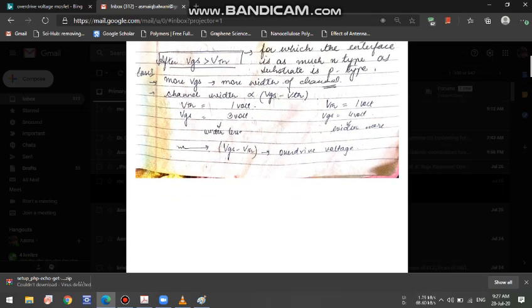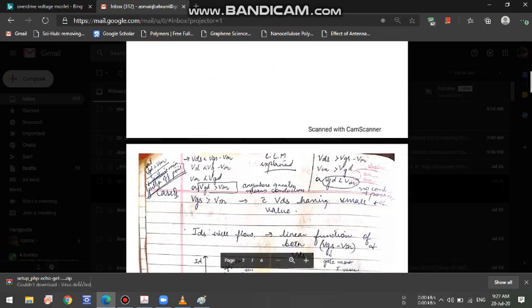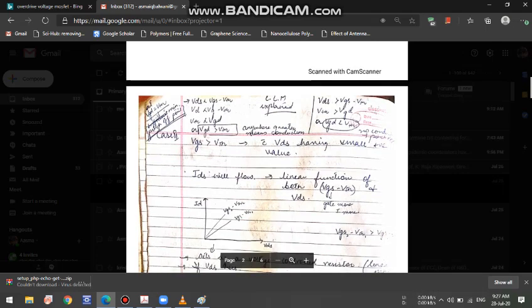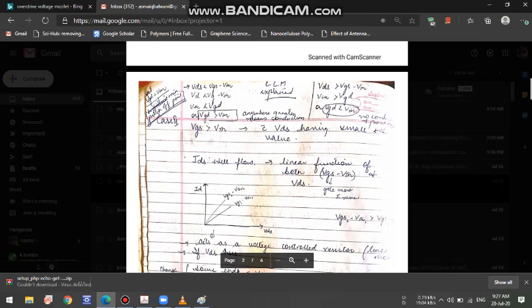Okay, after that, what we are basically trying to do today is plot the characteristics of the MOSFET based on what we have learned earlier. Okay, let's come to where I have written case 2.